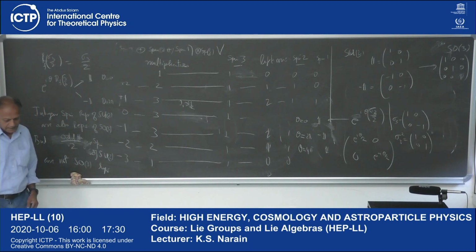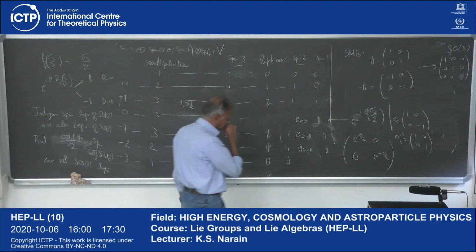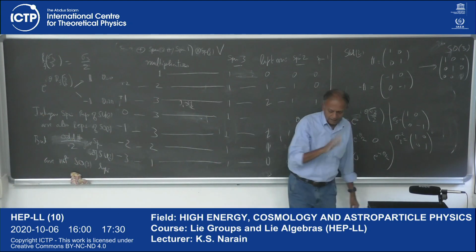So this is just to indicate that the global structure, I mean, the algebra is blind to the global structure. The algebra is only the neighborhood of the identity. It doesn't care about far away places. But the global structure does impose some conditions on the representations. What else do I have to say?